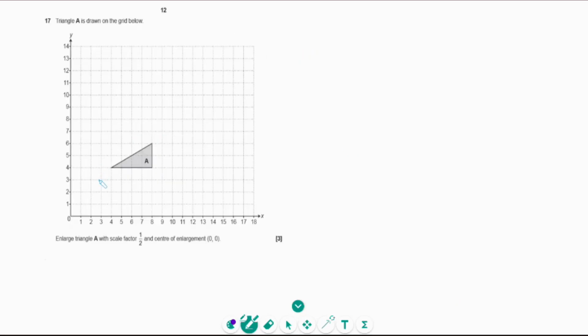Triangle A is drawn on the grid. Enlarge triangle A with a scale factor of 1/2 and centre 0, 0. So our centre's here. So our triangle needs to be half as big and half as far away from this cross. We'll change it to a dot as it is at the moment.